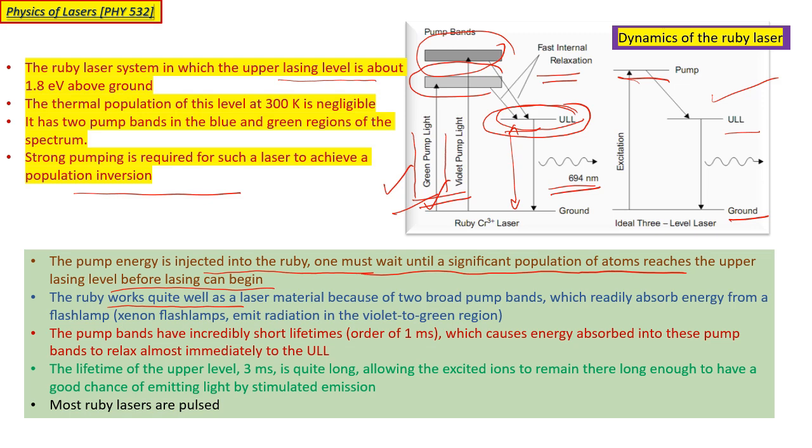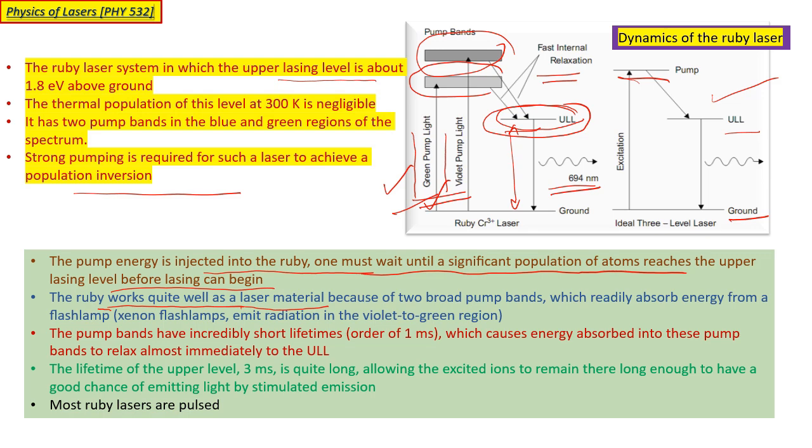And first time the ruby laser is pumped with the flash lamp, which is a xenon flash lamp. So in the xenon, this portion green and the violet is readily available, so that is why it's a very good source for pumping the ruby.